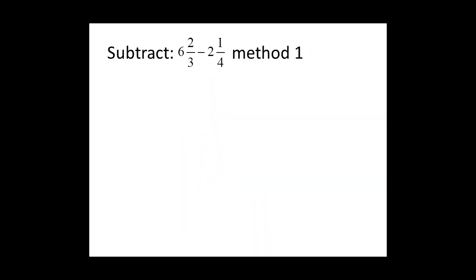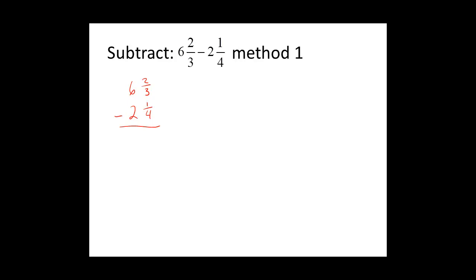Subtract 6 2/3 minus 2 1/4 using method 1. When I talk about method 1, what I mean is we're going to line up vertically our whole parts and our fraction parts. Notice that when we go to subtract our fraction parts, we don't have a common denominator. So we need to find a common denominator between 3 and 12.